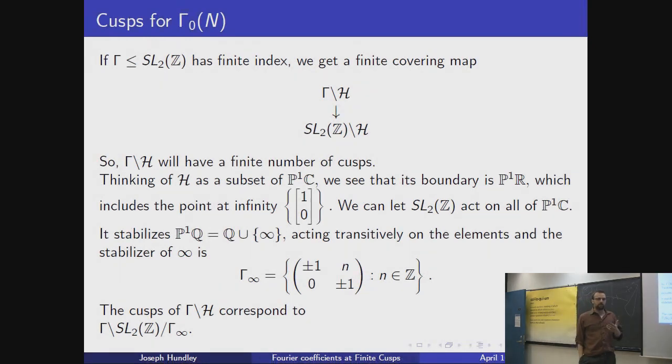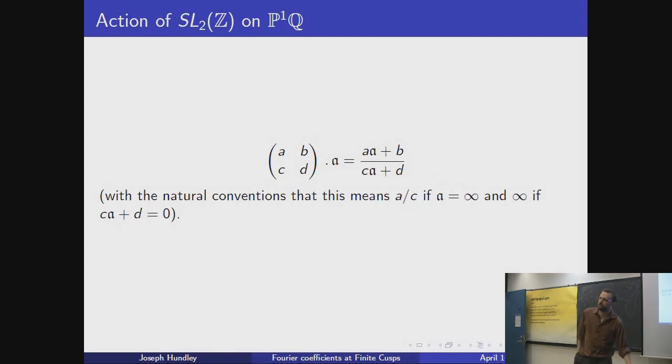And it's not too hard to see that when SL2R acts on complex projective space, it preserves real projective space. When SL2Z acts on complex projective space, it doesn't just preserve real projective space, it preserves rational projective space. So you'll have the rational numbers Q in the real line, and add one more point at infinity, and you can have SL2Z acting on that. For historical reasons, the elements of that set, the set of cusps, the projective line over Q, which is just Q and one more point called infinity, are denoted with Gothic letters.